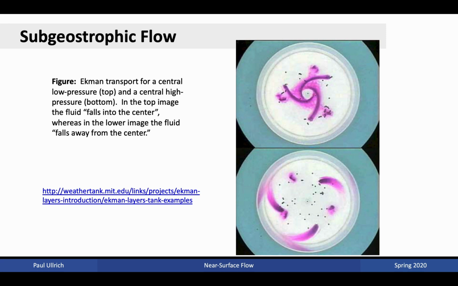In the top image, where we have a central low, the fluid tends to fall towards the center, tracing a path in the purple. In the bottom image, we have fluid that falls away from the center. That is, it tends to move in a spiral pattern away from the center, or diverges from that central high.